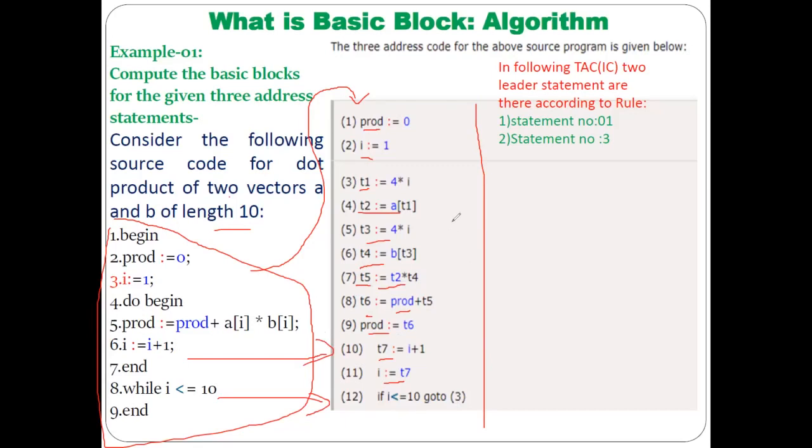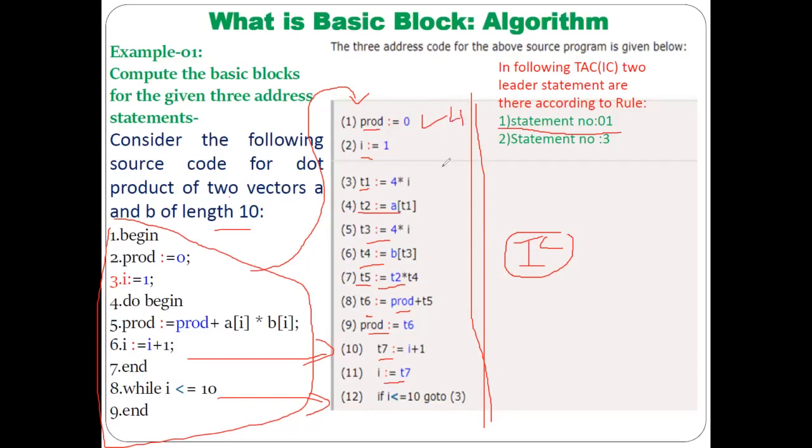The first rule is determining the leader statements. Which are the leader statements in this sequence? What are the rules for the leader statement? The first statement of the intermediate code is called a leader statement. So statement number 1 is the leader statement. This is leader statement 1.